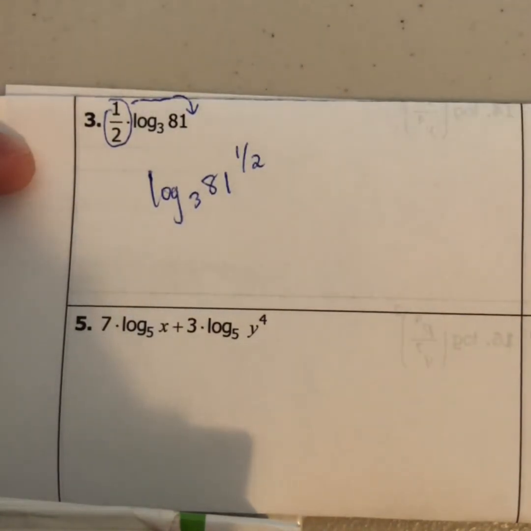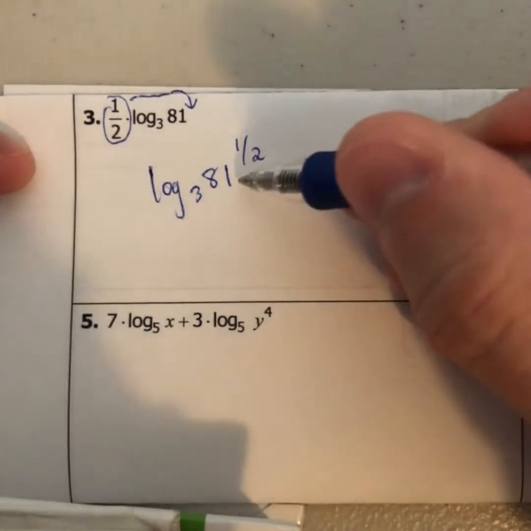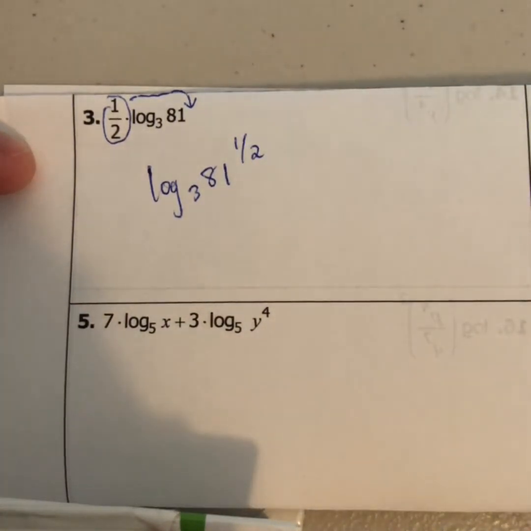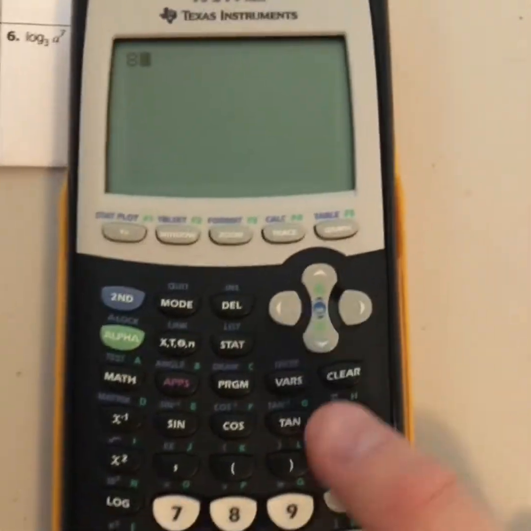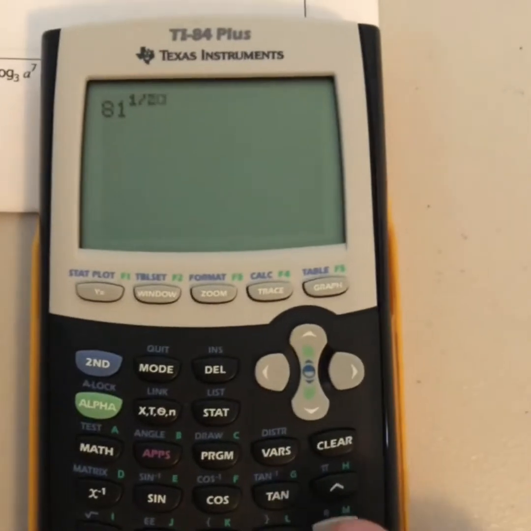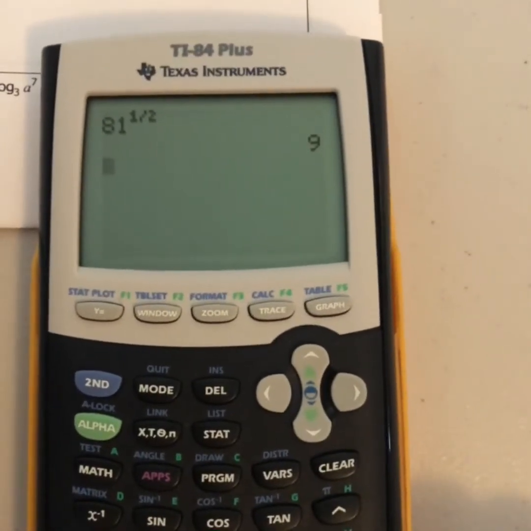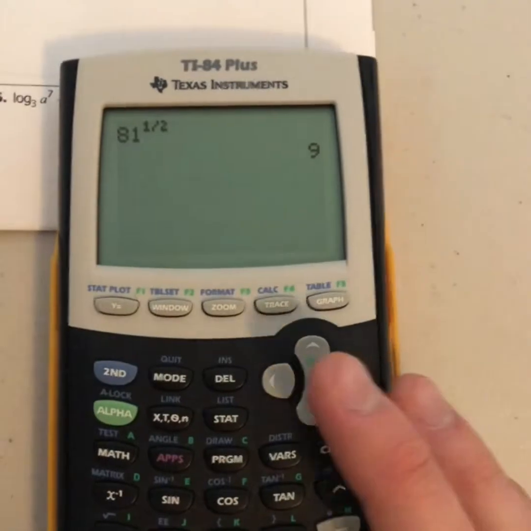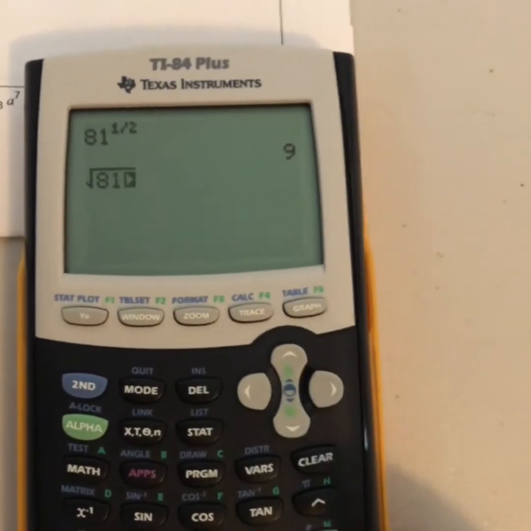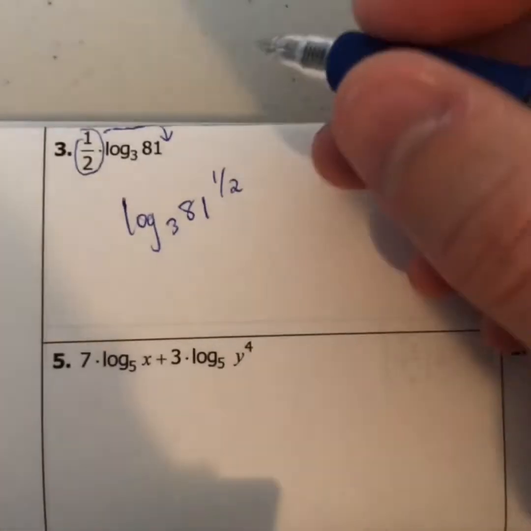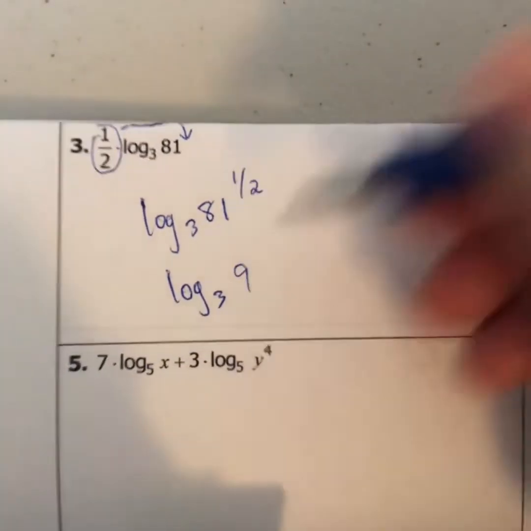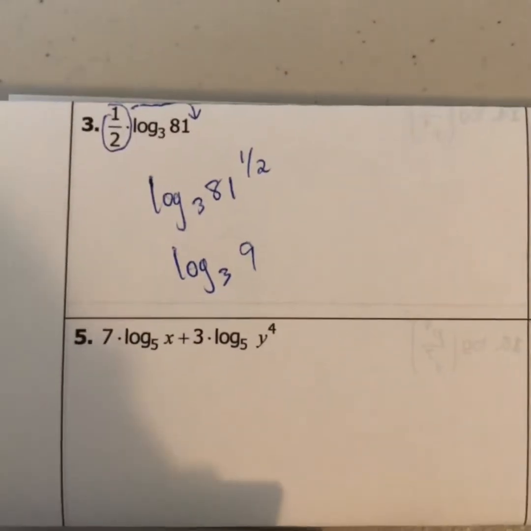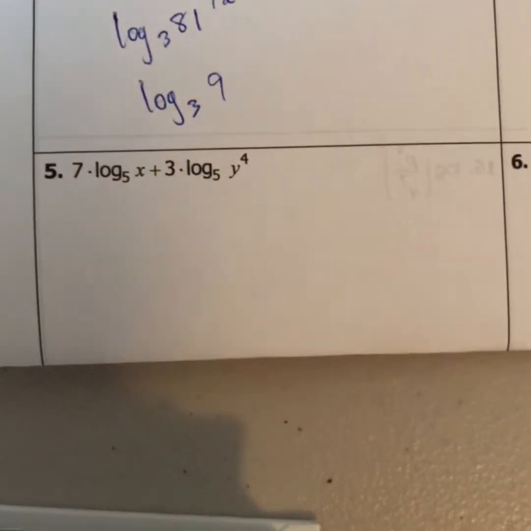All right, log base 3 of 81 to the 1/2. Well, if you remember our fractional exponents, when we raise something to the 1/2 power, so 81 to the 1/2 power, it's just 9, because it's the same as taking the square root of 81, which we know to be 9. All right, so that's as far as you could really simplify this one. You would say log base 3 of 9, and we can leave it like that. All right, so that's just testing power rule.